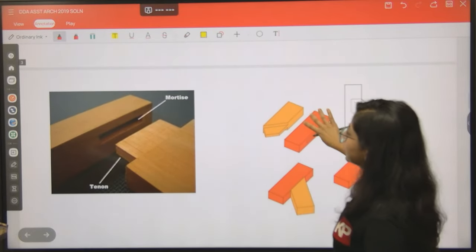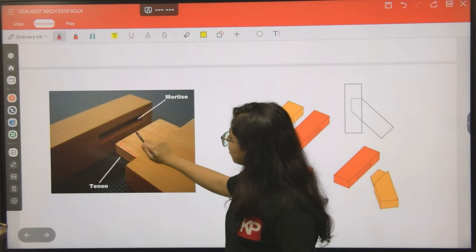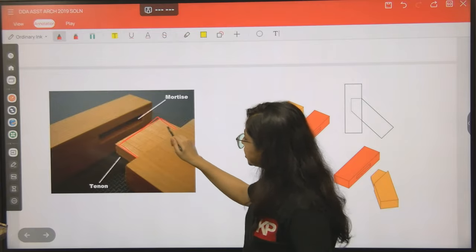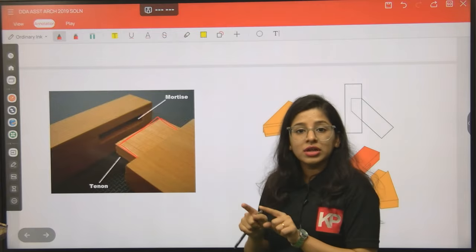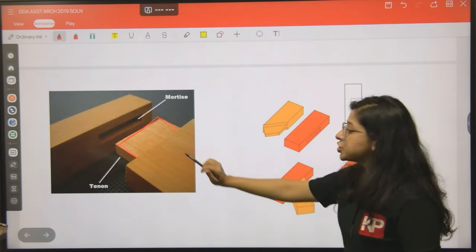You have something called your mortise tenon. Mortise tenon is something like this. You have a tenon here and you have a mortise here. That means you have an extension here, and there you have a kind of niche. So this extension goes inside the niche and a joint is formed. This is your mortise tenon.